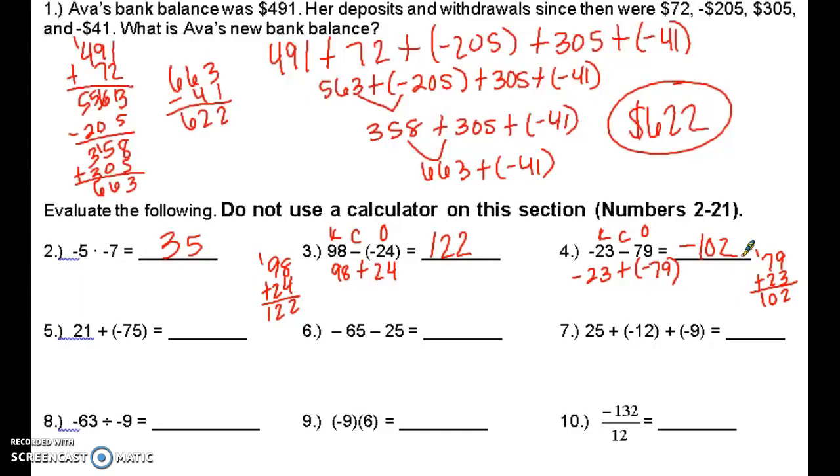Number 5, 21 plus -75. My signs are different, so I subtract. 75 minus 21. 5 minus 1 is 4. 7 minus 2 is 5. My bigger number is negative, so my answer is negative.